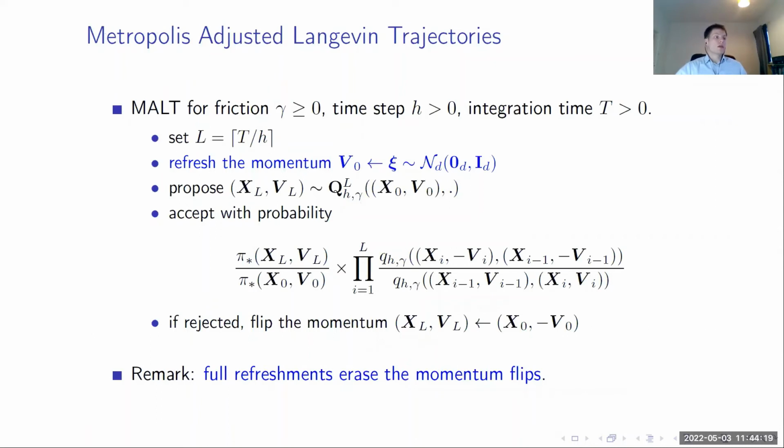So the algorithm we introduce is defined as follows. As you can see, it is very similar to HMC. We start with certain fresh Gaussian noise, V0, and now we propose a numerical Langevin trajectory. And this numerical Langevin trajectory will be accepted with a certain probability that corresponds to the Metropolis accept-reject mechanism.